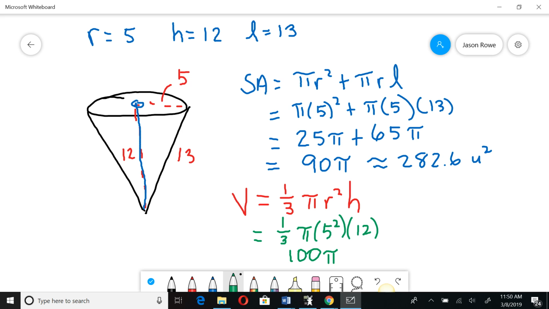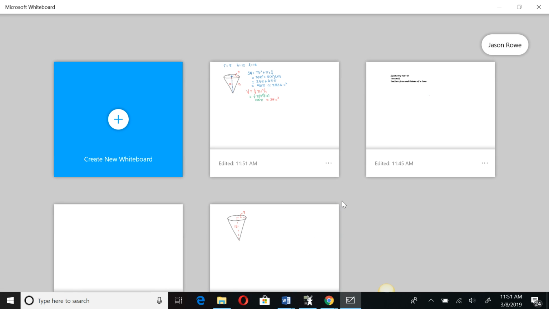And then again, here is where you would want to multiply by 3.14. So this would be approximately 314. And this would be units cubed, whatever the units are. All right, so that's surface area and volume for any cone. These two processes right here. Let's take a look at our second example.